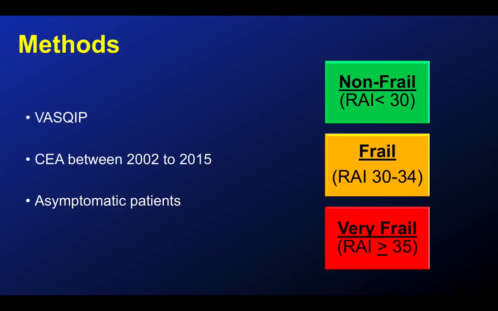For our methods, we use the VASQIP database to look at patients who underwent CEA between the years 2002 and 2015. We included asymptomatic patients only. We used chi-square, ANOVA, and binary logistic regressions in our statistical analysis. Based on previous studies using the RAI, we classified patients as non-frail if their score was less than 30, frail if their score fell between 30 and 34, and very frail if their score was greater than or equal to 35.